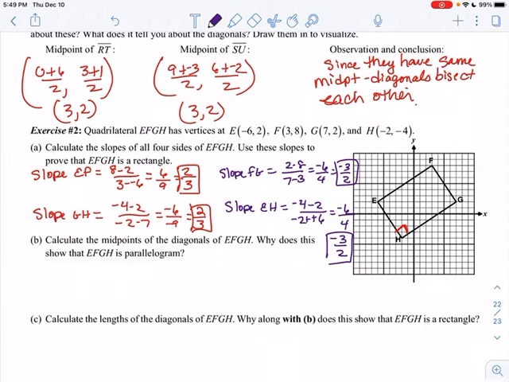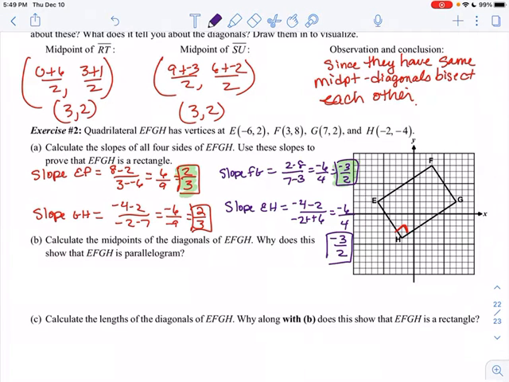Okay? So you can see that, yes, this is a rectangle because the opposite sides are parallel, and it also has a right angle because these slopes are negative reciprocals. Look at these slopes right here. This side is 2/3, and this side is negative 3/2. So since they're negative reciprocals, that means those lines are perpendicular, and it is a right angle.